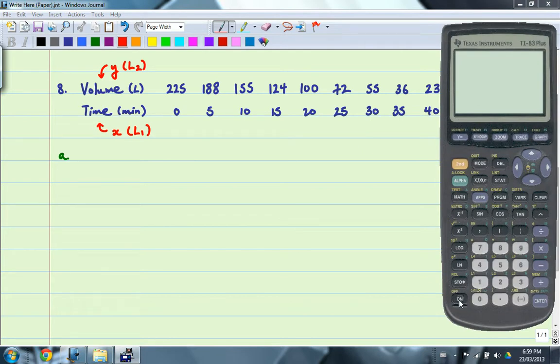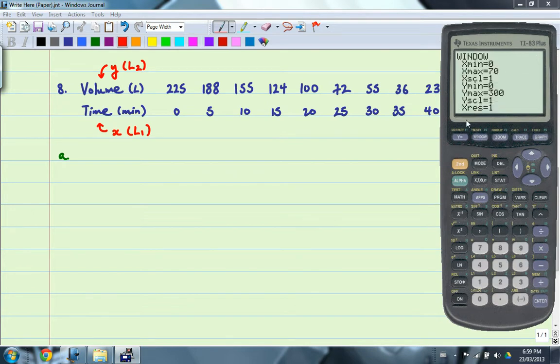Let's go back to our calculator here. Okay, there we go. Press the stat button, edit, and once again I've entered the data already just to save a little bit of time. Again, please be very careful when you enter your data just so you don't make any silly mistakes. Okay, so once again, we're going to set up our window.